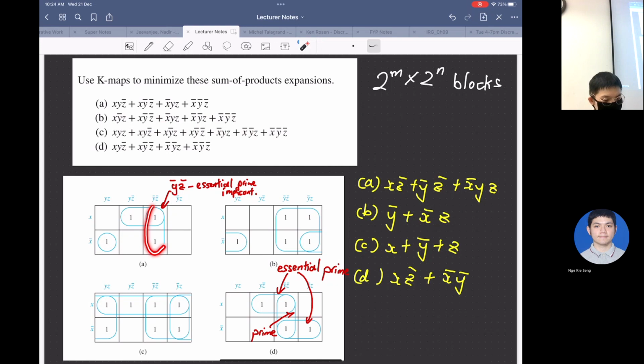And then the vertical one, they differ by what literal? x. So x can combine. So this block here will become y bar z bar. So what you are left with is x z bar, y bar z bar, and x bar y z. The one here cannot simplify.